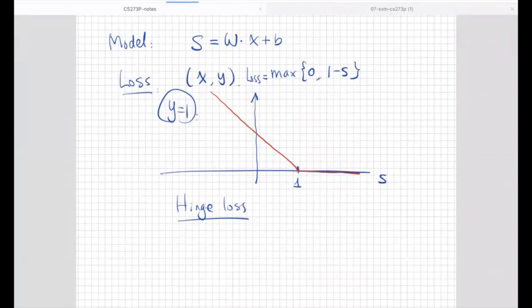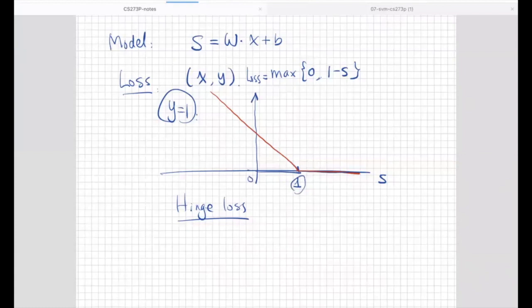Previously we were saying that if your score is negative, you are making the wrong prediction. However, between 0 and 1, you are not necessarily making the wrong prediction. Your prediction is still correct, but you are not making the prediction with a large enough score. So that's the reason we still impose a certain loss, not a big one, but a certain loss.